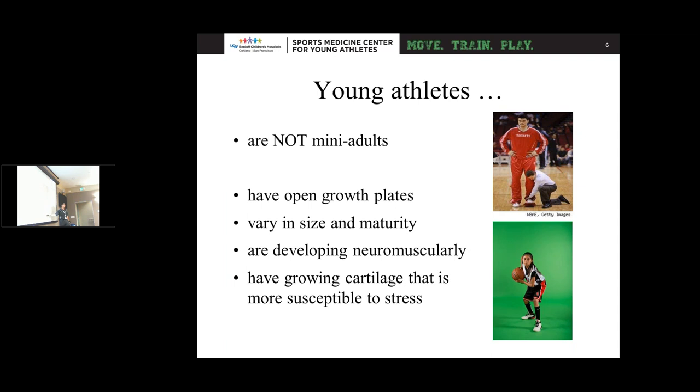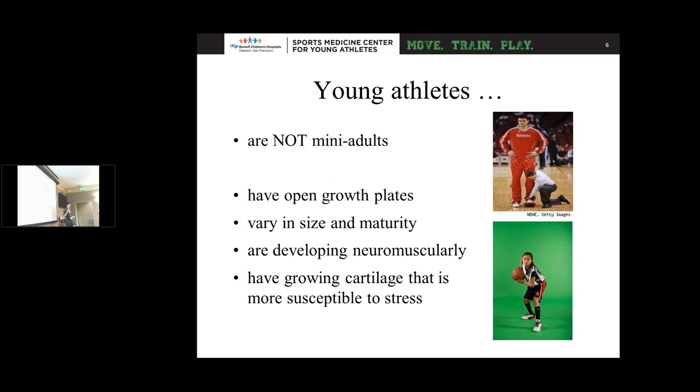This young athlete has open growth plates. Okay. The bones are not completely formed and fused together. They're still growing. There's a great variation in size and maturity. I've been seeing patients that play basketball for almost 10 years now, and I'm still shocked when I see the 12-year-old who's 6 inches taller than me, and then another 12-year-old comes in, and they're 6 inches shorter than me. Okay? So a lot of variation.